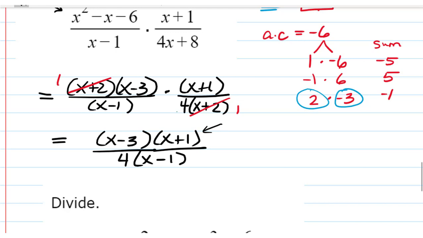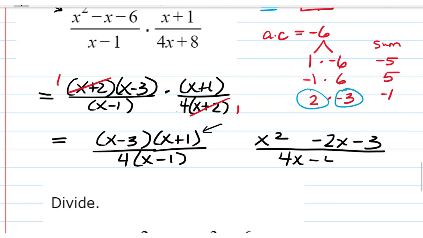So first times first would be x squared. Outer times outer would be x times 1 is x. Inner times inner would be -3x. And last times last, -3 times +1 is -3. So this numerator is x squared minus 2x minus 3 when we combine these like terms. X squared minus 2x minus 3. If you wanted to multiply out the denominator, you would have 4x minus 4. But really either of these is correct.